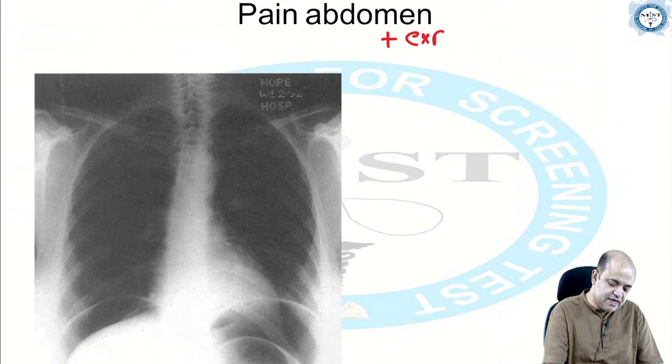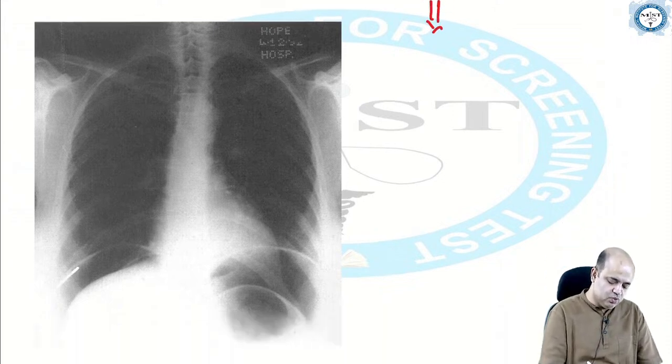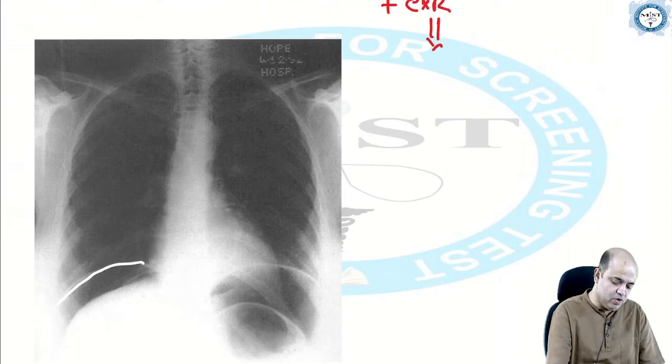Pain abdomen, plus chest X-ray has been done, what do we rule out? We always and always rule out pneumoperitoneum. Always rule out bowel perforation.